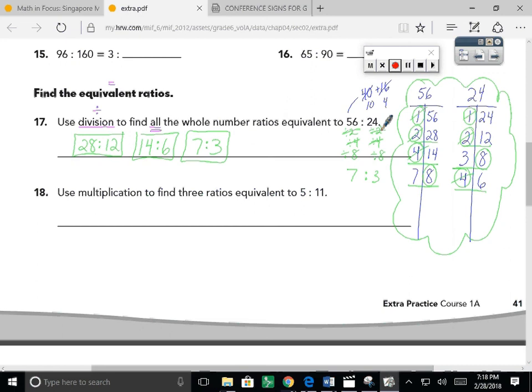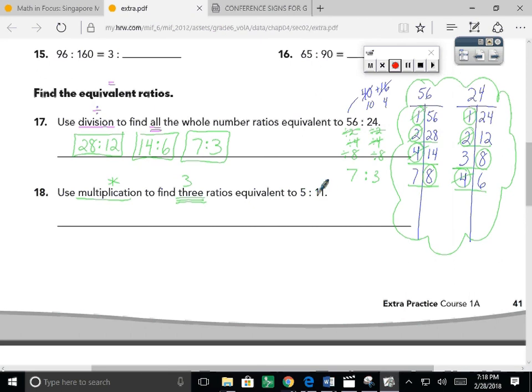This last one that you had to do tonight is number 18. It says use multiplication to find 3 ratios. Ooh, this time we're using multiplication. We're finding 3 equivalent ratios. I'll kind of code that. We're looking for 3 of them. And we're starting with 5 to 11. Oh, darn it. I could make T-charts all day, but I noticed I would never find many common factors. Well, 1 goes into both. Oh, that's probably why we're not dividing this time.